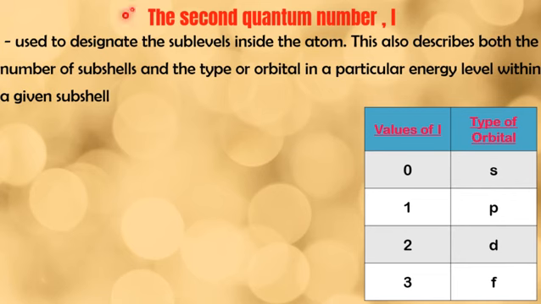Or in other words, the first quantum number is related to the second quantum number, because the value of L is dependent upon the value of N. So here we go. If the value of L is 0, the type of orbital that you can see is the s orbital. If the value of L is 1, there will be p orbital there. If the value of L is 2, d orbital is what you're gonna find. And if the value of L is 3, there will be f orbital.